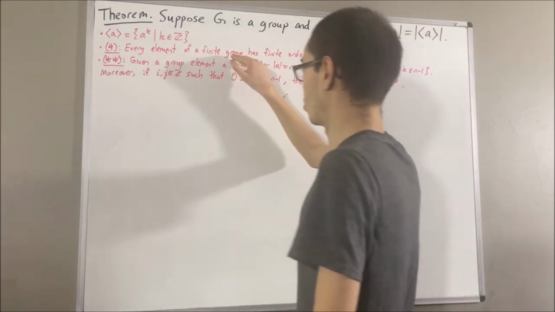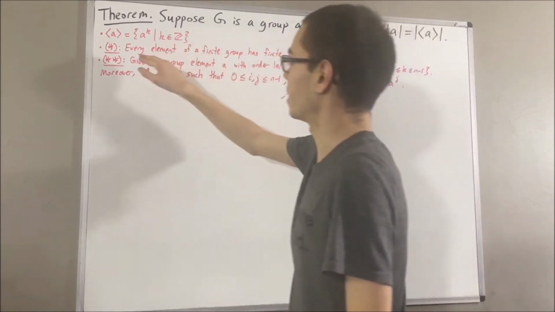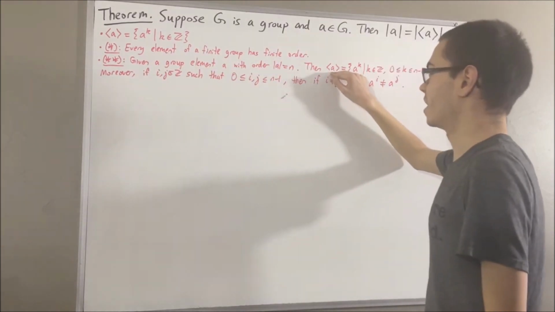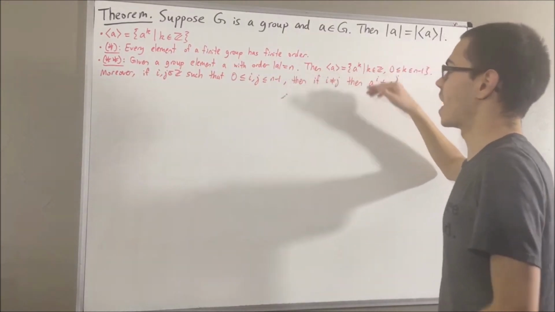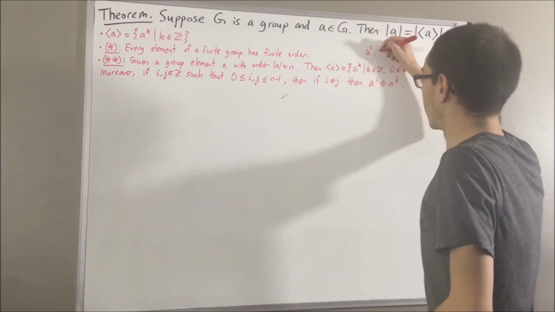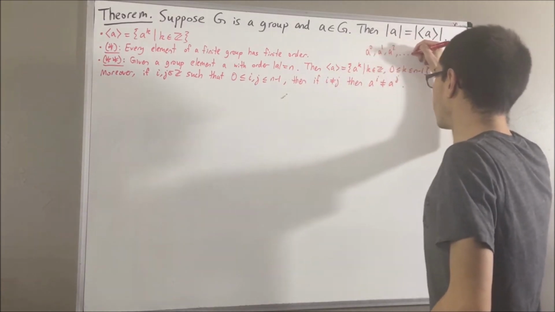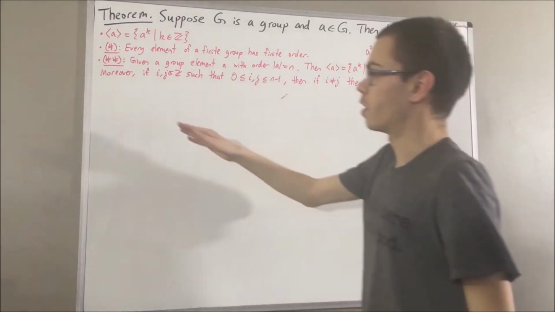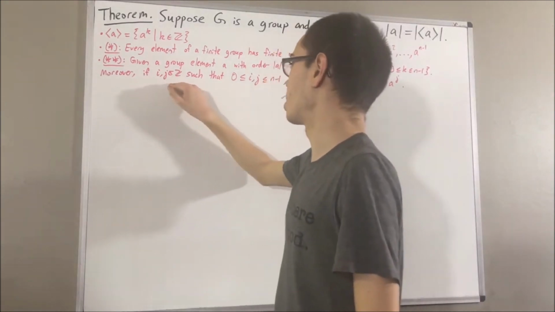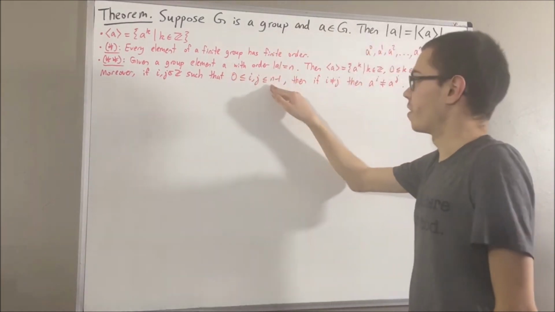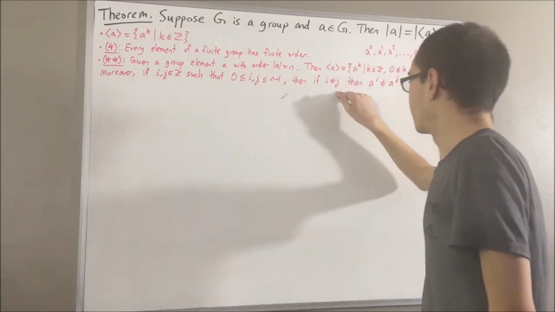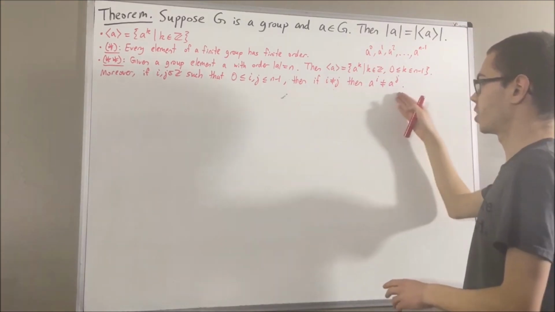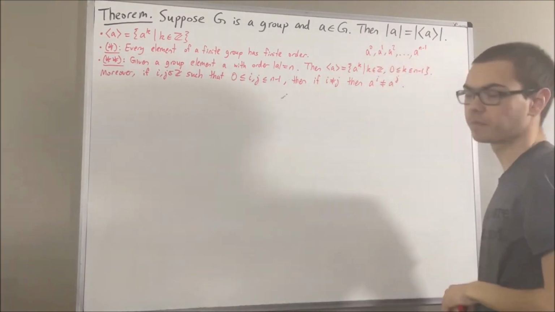Every element of a finite group has finite order, and given a group element A with order n, then the group generated by A consists of precisely the elements A to the power of 0, A to the power of 1, A to the power of 2, up to A to the power of n minus 1. Moreover, if we're given integers i and j which lie between 0 and n minus 1, then if i and j are distinct, then A to the power of i and A to the power of j are distinct. So that essentially tells us that all of these are distinct.